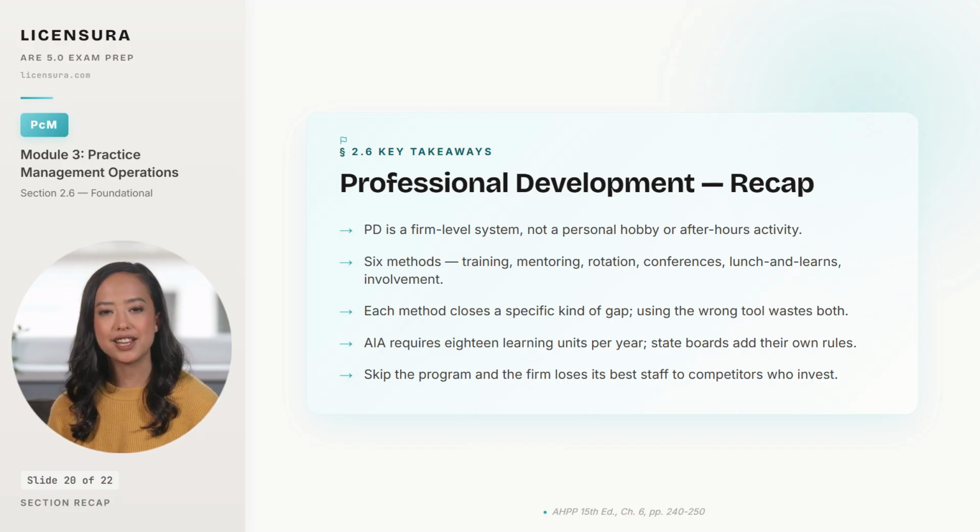Third, each method is designed to close a specific kind of gap, and matching the wrong tool to the wrong gap wastes both the training budget and the staff time it consumes. Fourth, the American Institute of Architects requires 18 learning units every year to maintain membership, and most state licensing boards add their own continuing education rules that the architect has to track separately. And fifth, the firm that skips this program does not save money. It loses its strongest people to the competitor that runs a real one, and replacing senior staff costs far more than the program ever would.